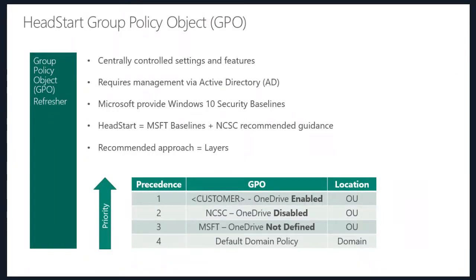So the example used here is related to OneDrive. The Microsoft policies have nothing defined for OneDrive, but the NCSC policies disable it. Since you may want that enabled in your environment, modifying the setting in the customer Delta policies is the way to achieve it. So looking at the list here, the top policy in that list wins, meaning that is what will take effect on the end user devices and configure OneDrive to be enabled. So as mentioned, by using these customer Delta policies, you can make changes to the Microsoft and NCSC policies without needing to edit those policies directly.